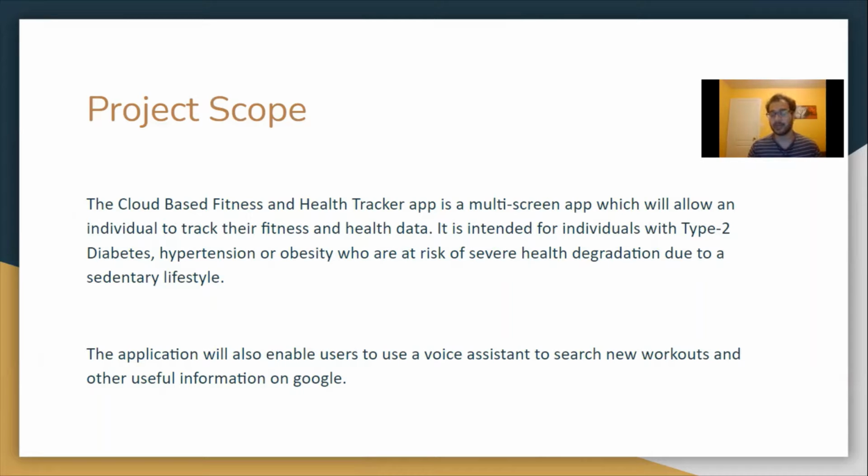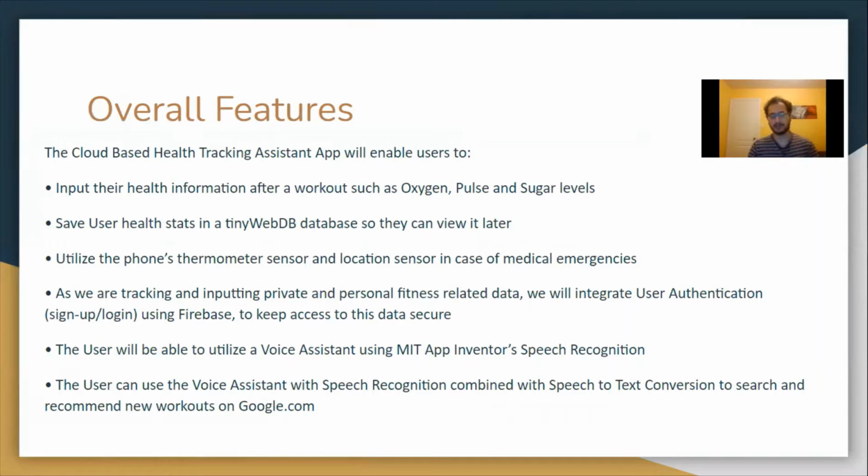The application will also enable users to use a voice assistant to search new workouts and other useful information on Google. The cloud-based health tracking assistant app will enable users to input their health information after a workout, such as oxygen, pulse, and sugar levels, save user health stats in a tiny WebDB database so they can view it later, utilize the phone's thermometer sensor and location sensor in case of medical emergencies, and as we are tracking and inputting private and personal fitness-related data, we will integrate user authentication, such as sign up and login, using Firebase to keep access to this data secure.